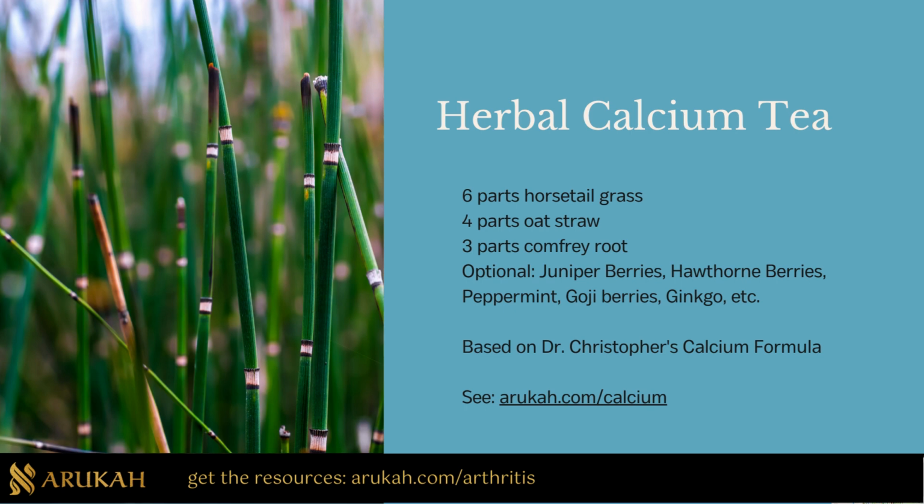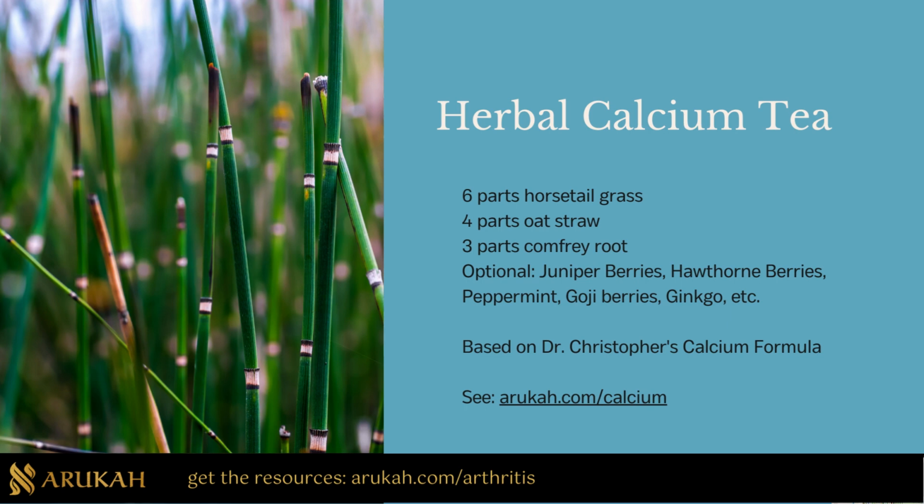Okay, so anyways, the calcium tea is made of horsetail grass, oat straw, comfrey leaves, and lobelia. I don't put the lobelia in my formula, but that was in John R. Christopher's original formula. Now, horsetail grass and oat straw are high in silica, and calcium can't be used in the body without the presence of silica. The other herbs support the function of the silica herbs in helping the body assimilate calcium. These are the teachings of John R.